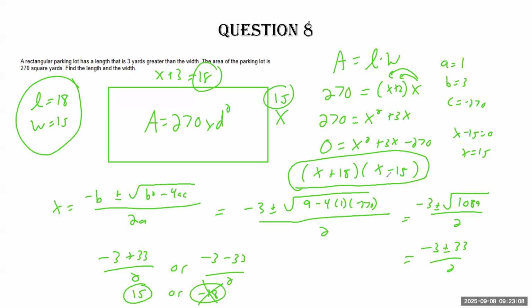All right, so always try to factor because it's faster, but if you get stuck, quadratic formula is your backup plan.